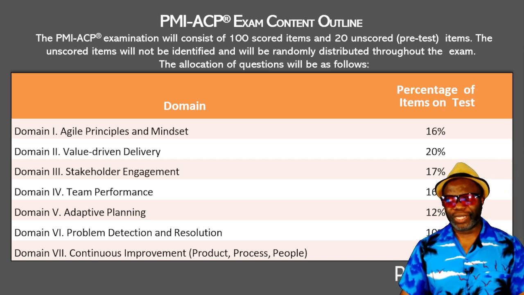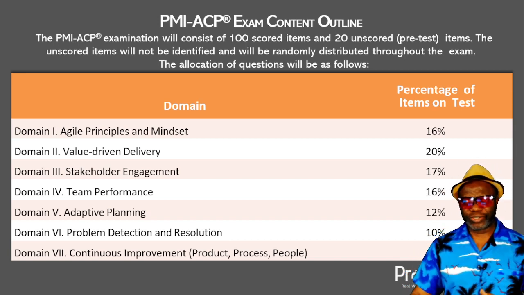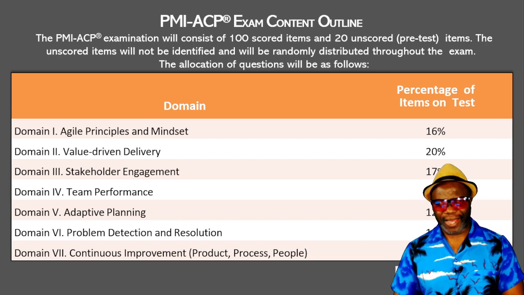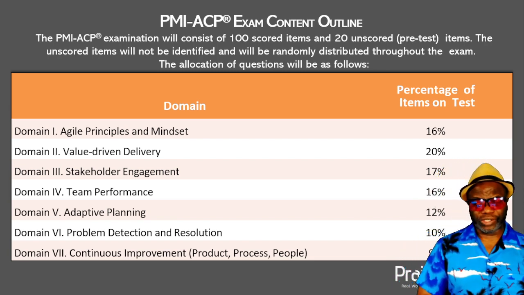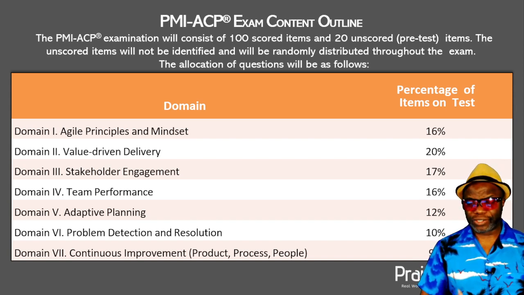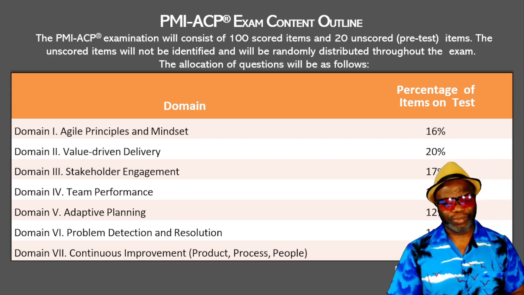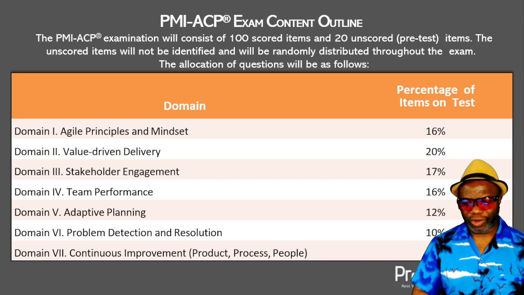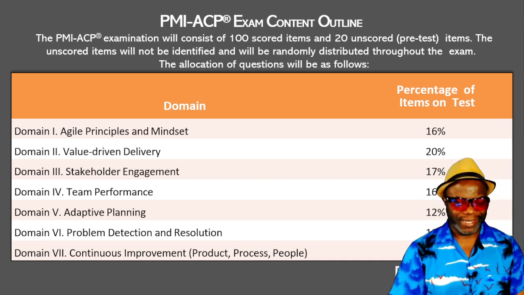You got to remember that you have 100 scored items and 20 unscored pre-test items. So you got to be ready to face all the 120. The cool thing about it is not as laborious as the PMP, but you do need a very precise view of the world of Agile to do well in this.